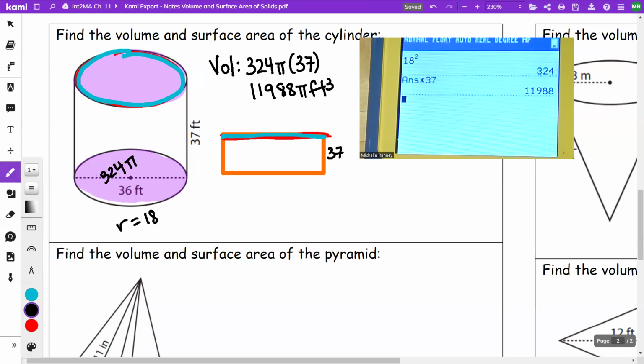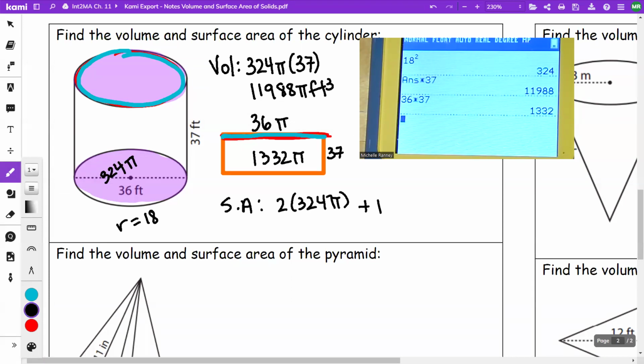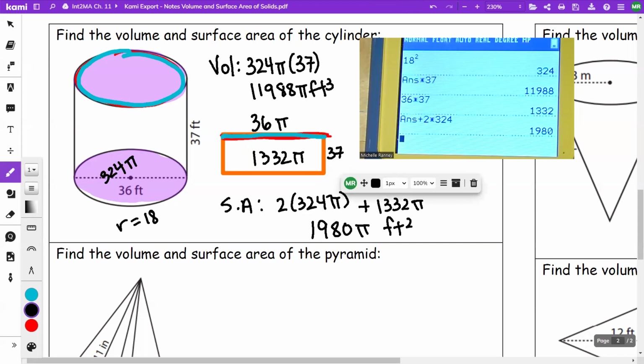So that area, I'm going to do 36 pi times 37. So this is going to be 1,332 pi. For my surface area, I'm going to have 2 circles at 324 pi plus my 1,332 pi. And so let me do that math. I'm going to end up getting 1,980 pi feet squared, and that's going to be my surface area.